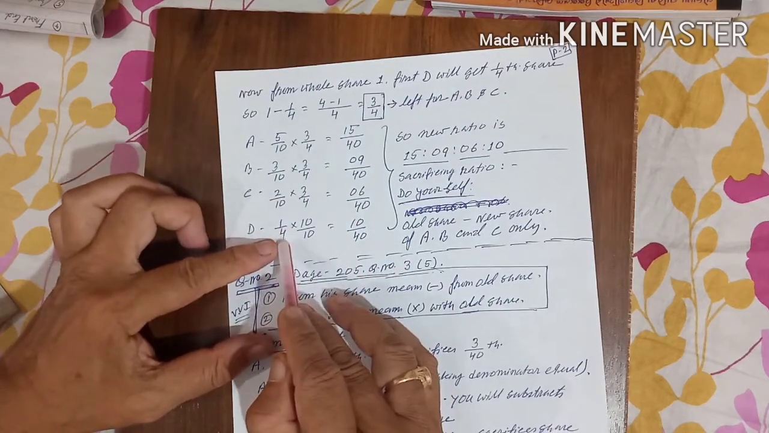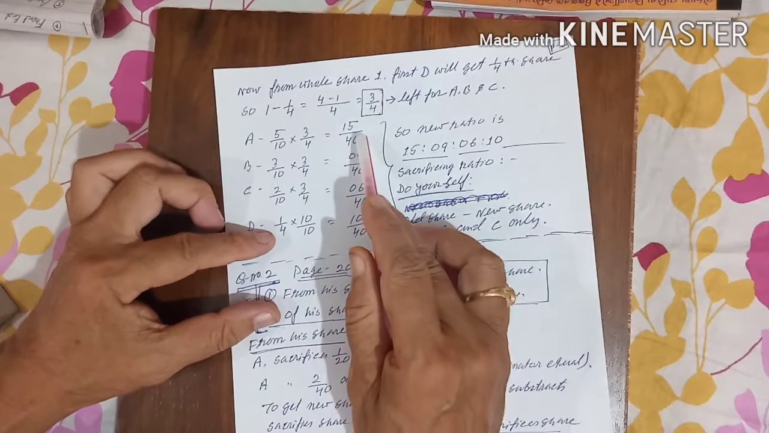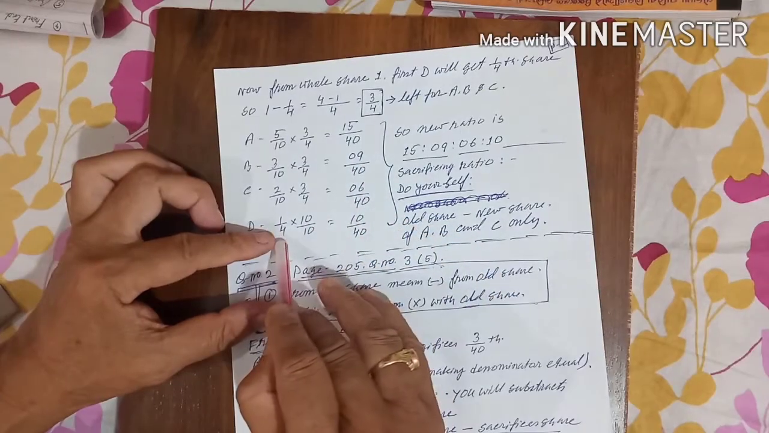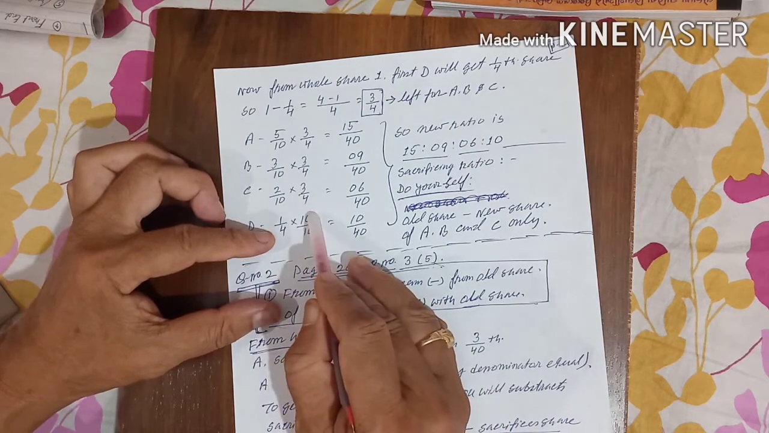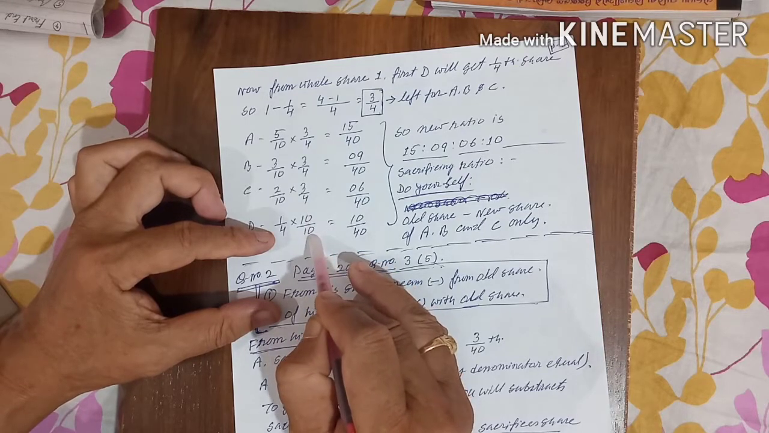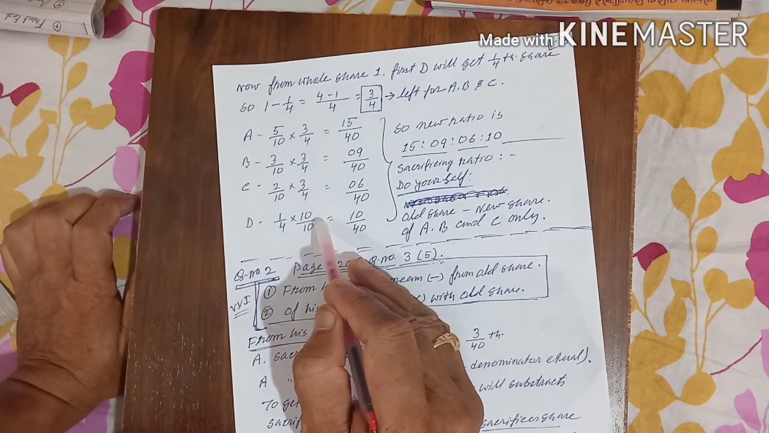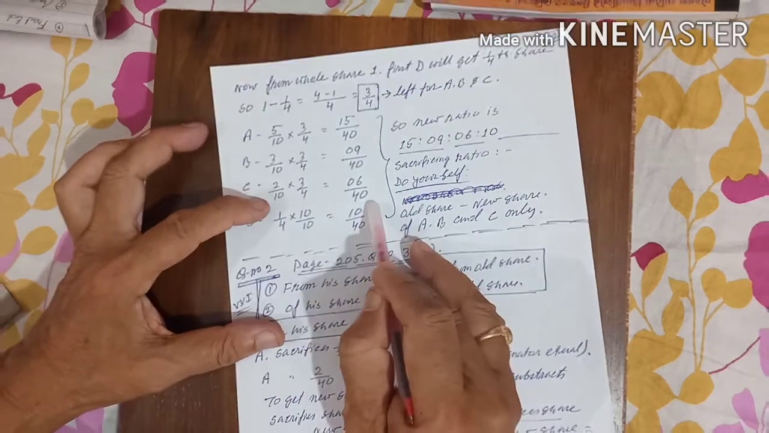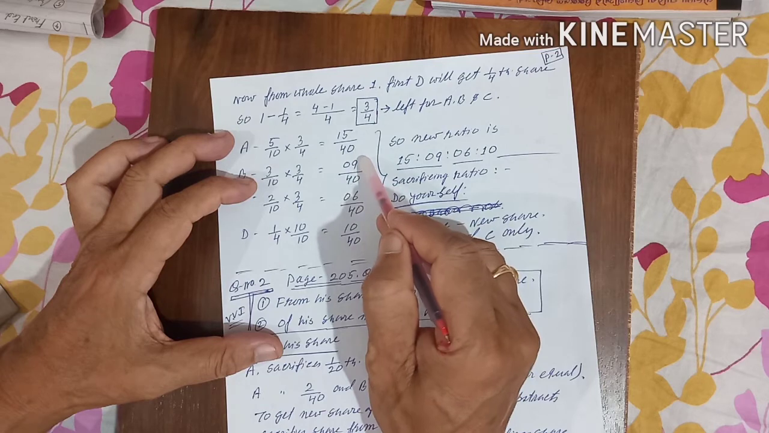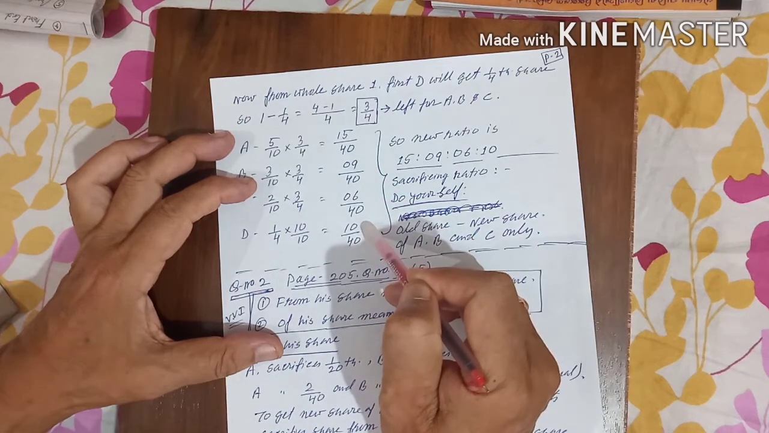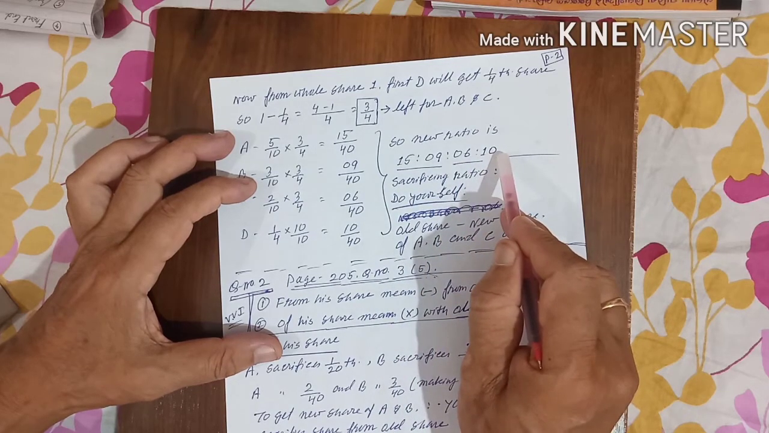Mr. D is getting 1/4 share. Now, as the denominator is 40, 40, 40 here, we want to convert this, making the denominator equal to 40. For that I multiplied the numerator as well as the denominator by the same number. All of you know that if you multiply or divide the numerator and denominator by the same number, the result will not change. So the answer for the new share is 15:9:6:10. That is the answer.